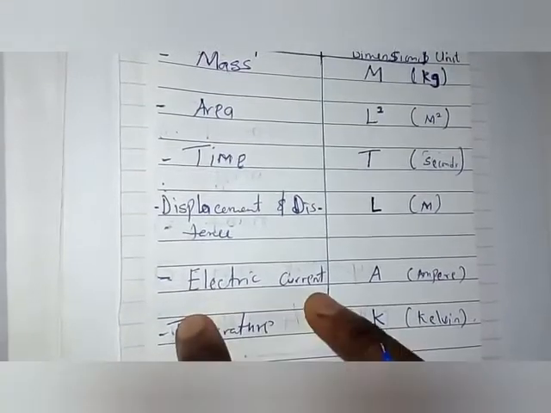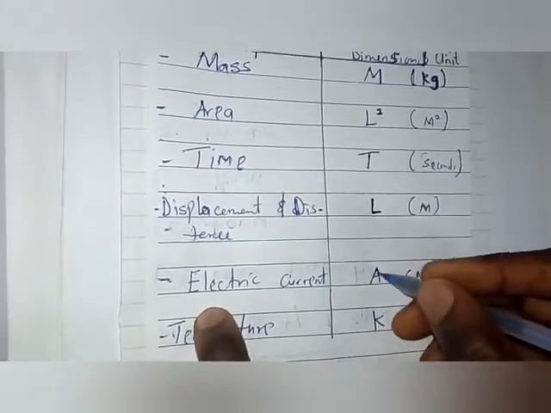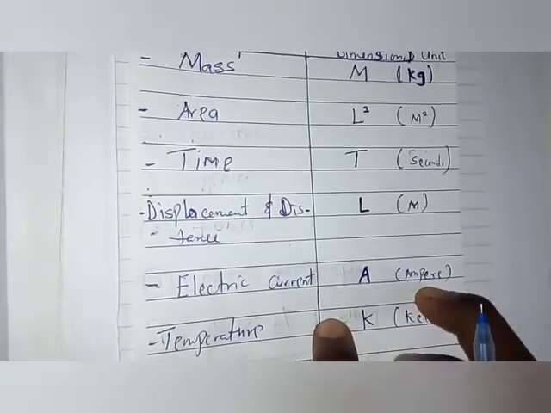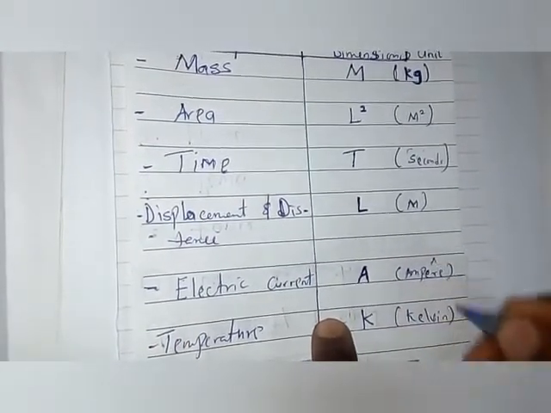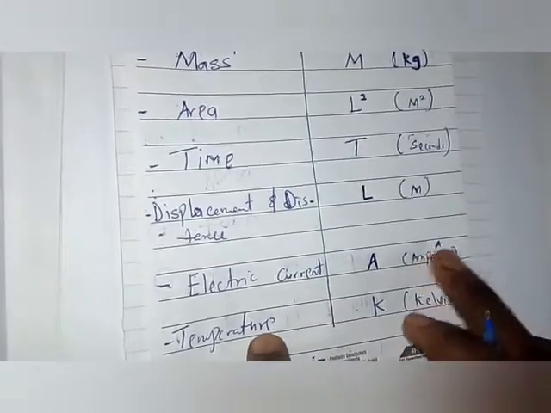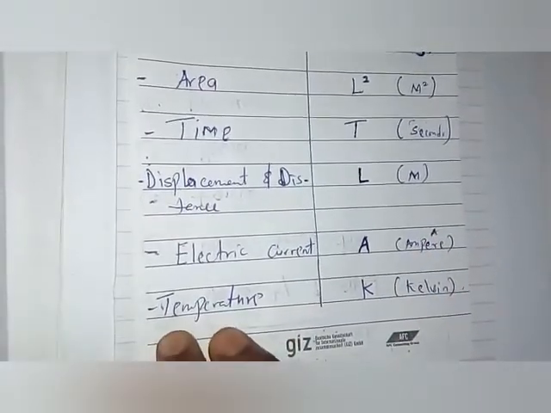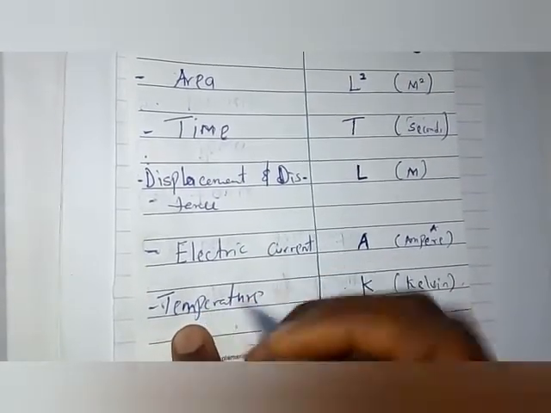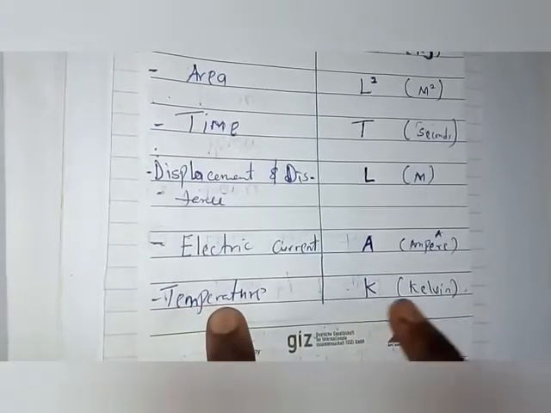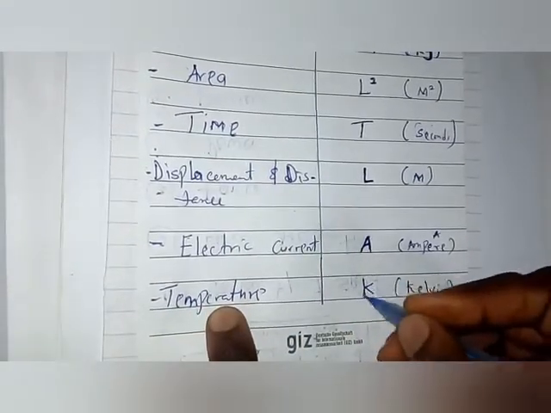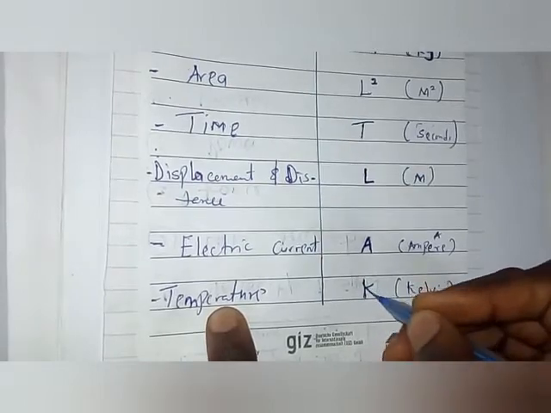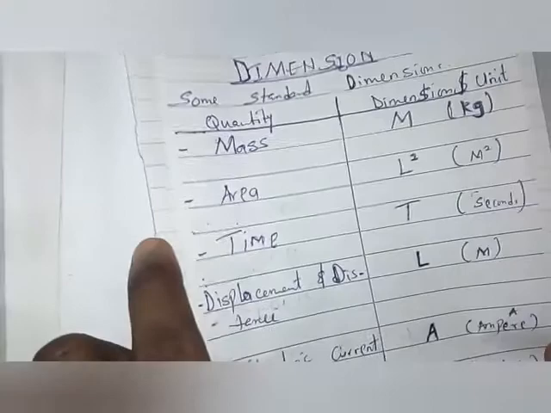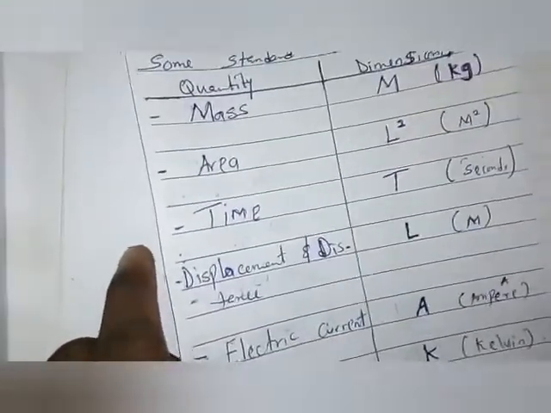Here we have electric current. The dimension symbol is A, and the unit is ampere, which is also A. We use A for the ampere too, a small a like this. Then we have temperature. The unit is kelvin, and the notation for the dimension is also kelvin.